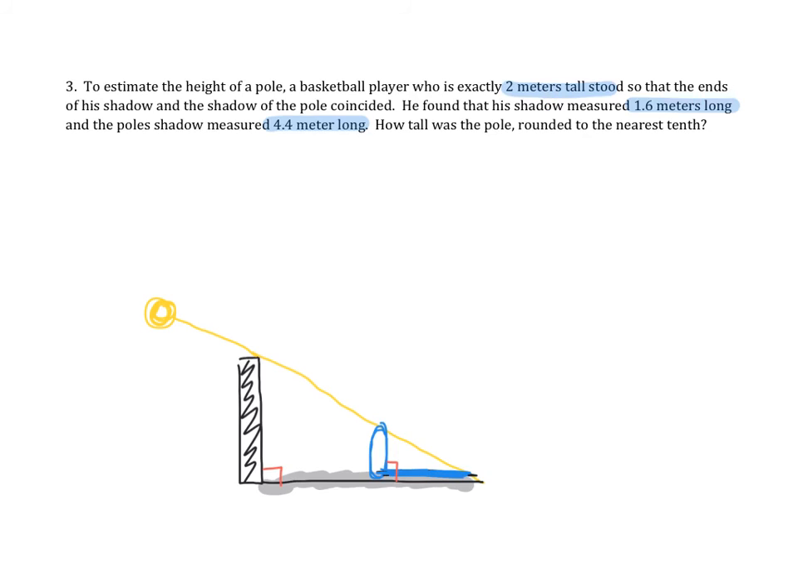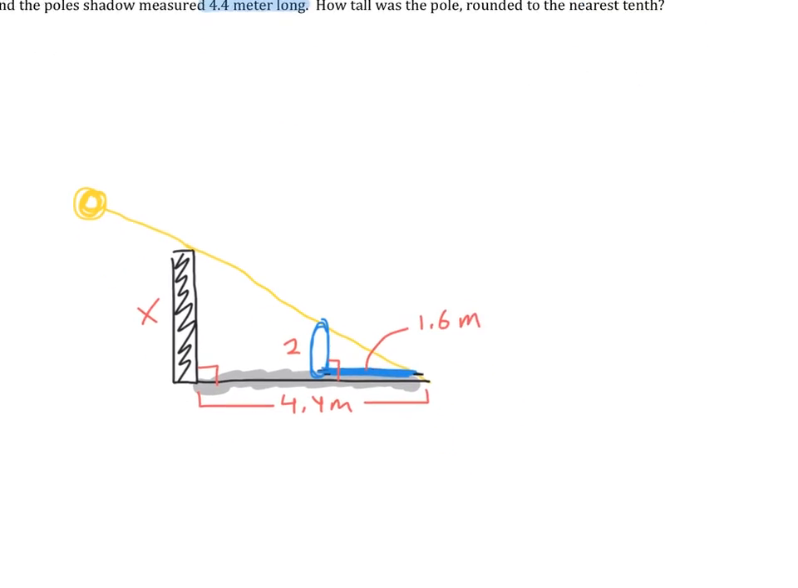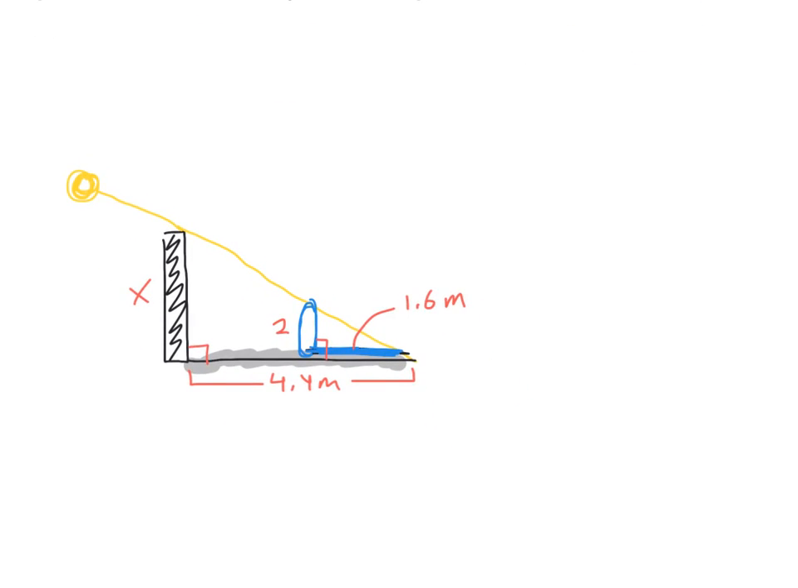We know that the basketball player is exactly 2 meters tall, so this height is 2. We know that the length of his shadow is 1.6, so this leg is 1.6 meters. We know that the pole's shadow is 4.4 meters, so that's from here to here. And we're trying to find how tall the pole is, which we'll call x. So we can see here that we can actually set up a proportion. We can say x over 2 equals 4.4 over 1.6.